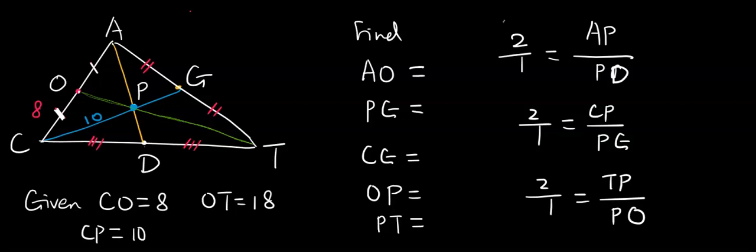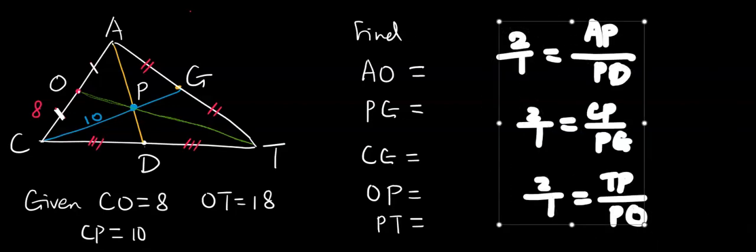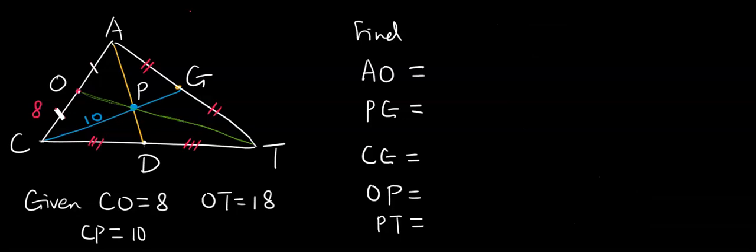Now we have another ratio called 2 to 3. This time I'm going to compare the longer one with the median itself. Last time we did the longer to the shorter one. This time it is the longer one to the median.